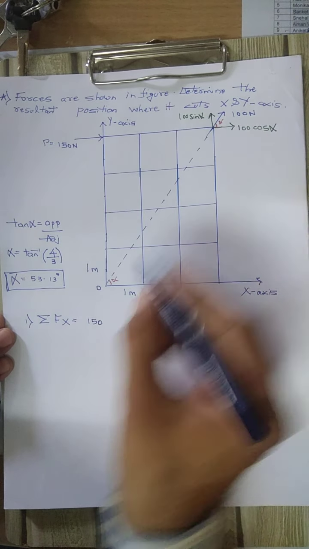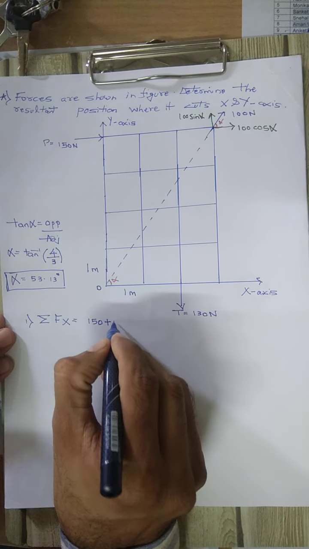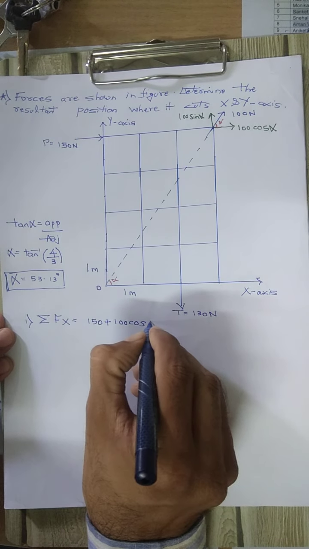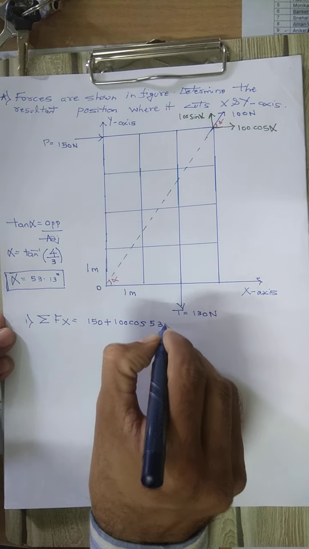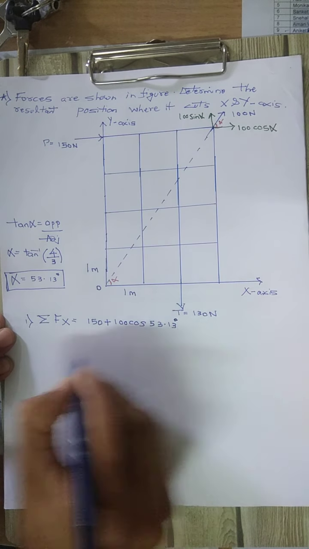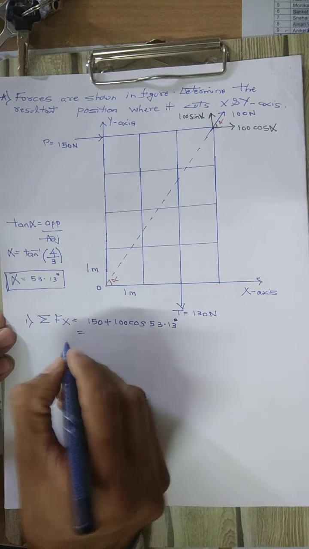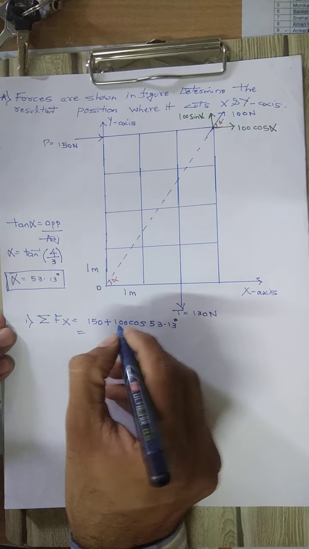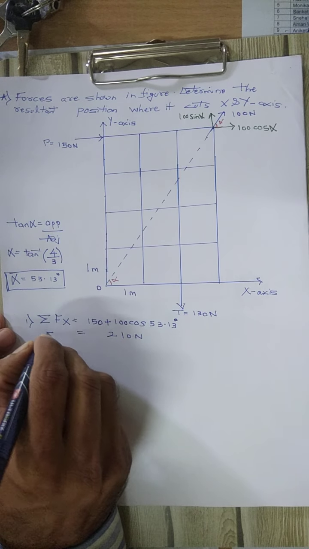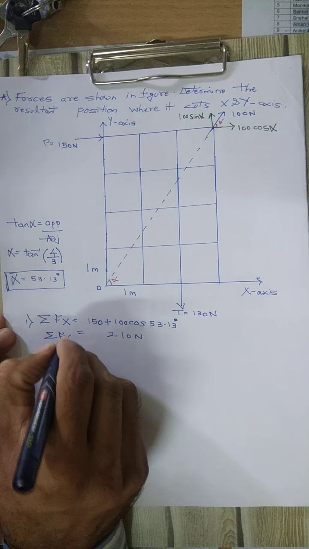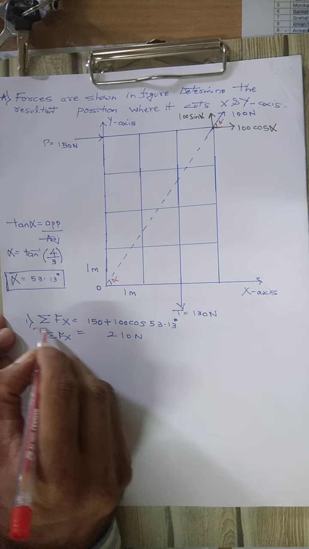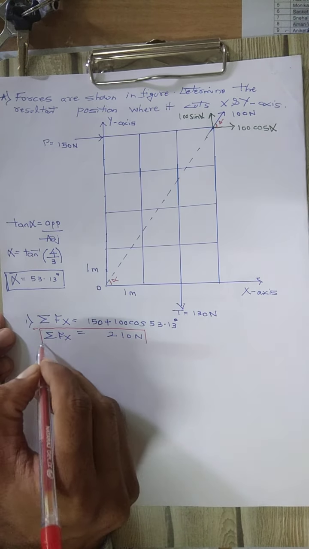Again there is 100 cos alpha, 100 cos of, instead of alpha we will take the value as 53.13 degrees. So summation of Fx, the value of Fx, comes to be 210 newtons. So summation of Fx is equal to 210. So the Fx comes to be 210.